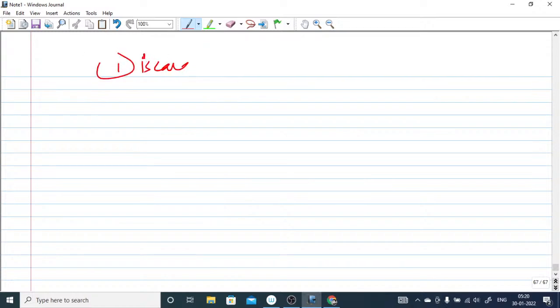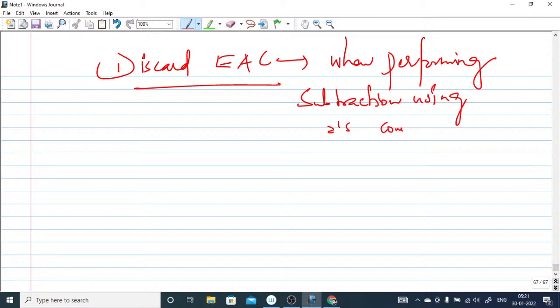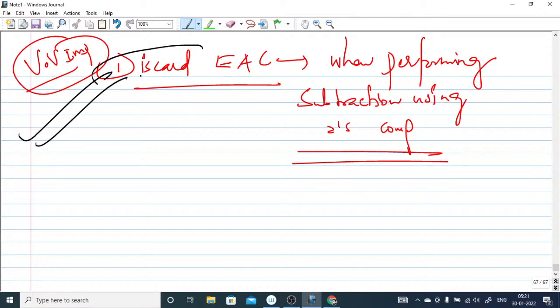So discard EAC when performing subtraction using 2's complement. A very important concept, right? Very important. These are the concepts people always ignore, right? So please keep that in mind.